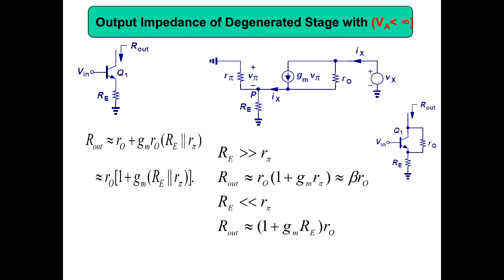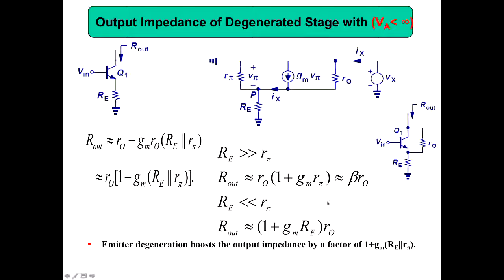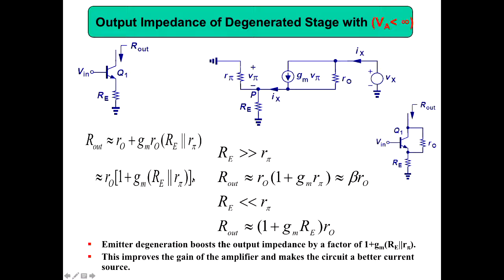So that is output impedance. Sometimes, in order to remember that you include early effect, you can connect RO in parallel with your transistor, so that you know you are taking the early effect into account. So emitter degeneration boosts the output impedance by a factor of 1 plus gm times Re parallel R pi. We can easily understand that when we rearrange our expression like this. That is the reason we rearrange it like this. This improves the gain of the amplifier and makes the circuit a better current source.